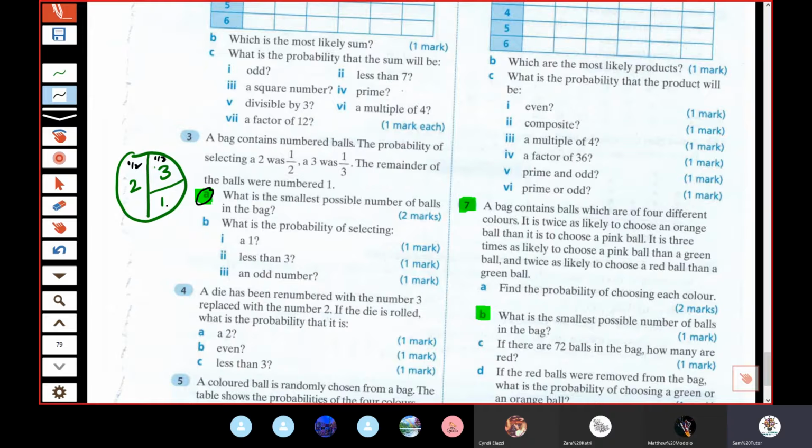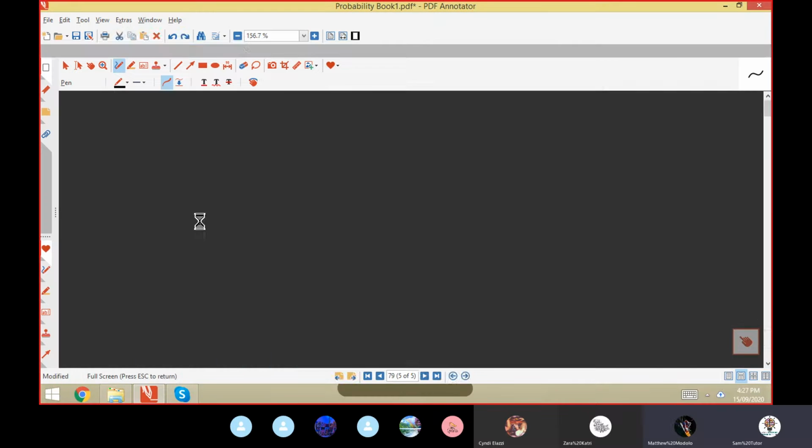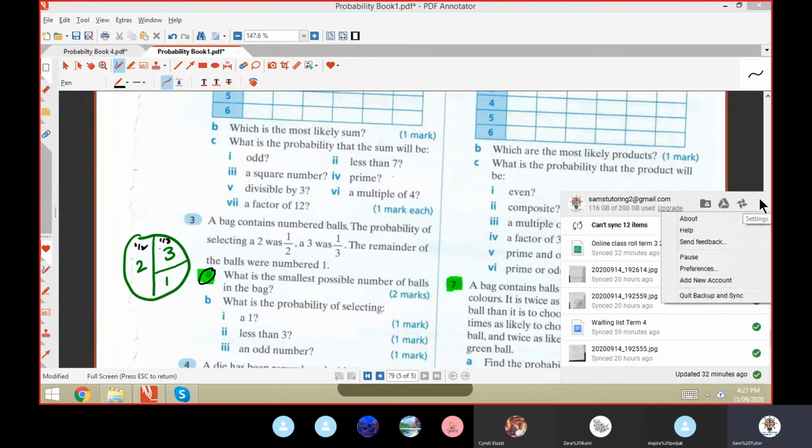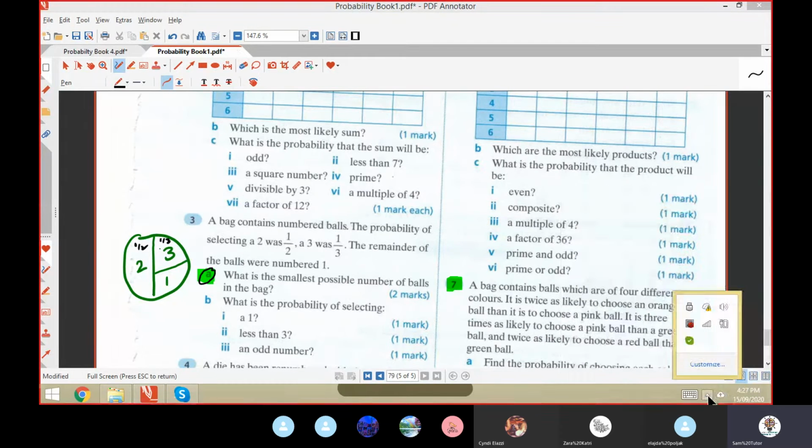Okay. Is it lagging for anyone else? Is it lagging for you guys as well? Yeah, a little bit laggy for me. All right.